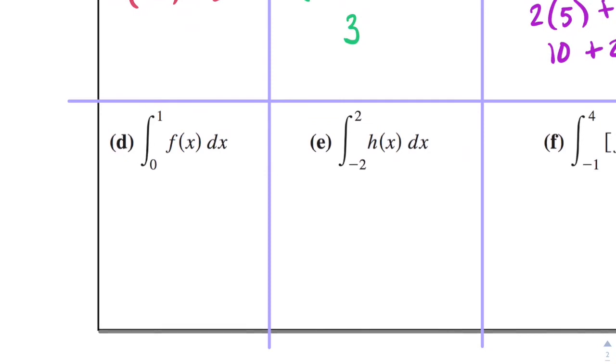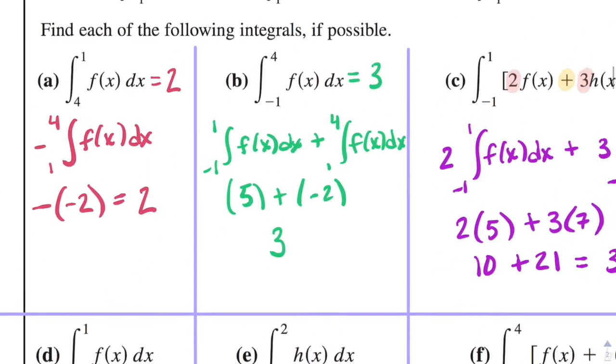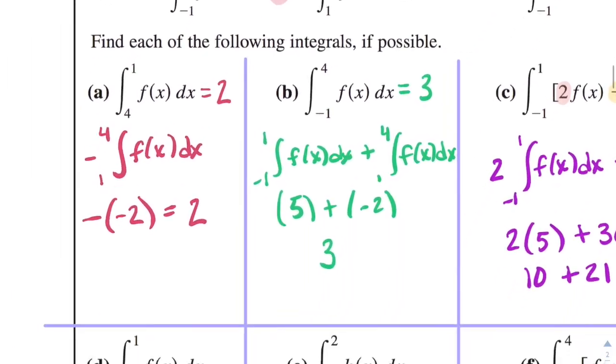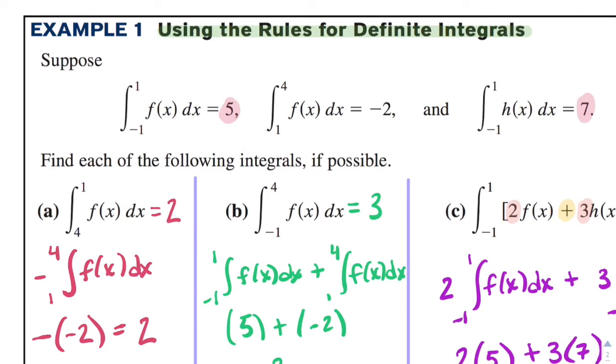I actually don't like saying not applicable. Let's see. I'm going to say not enough information. The book will say not applicable or not possible. It's possible to calculate if we had enough information. We just don't have enough information to do that.